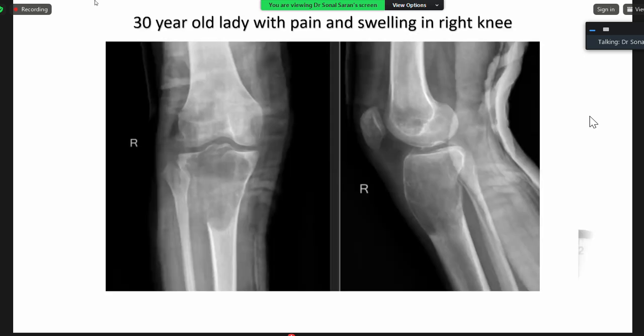Next case over here. A 30-year-old lady with pain and swelling in the right knee. There is involvement of the proximal tibia. You can see an osteolytic lesion over here.